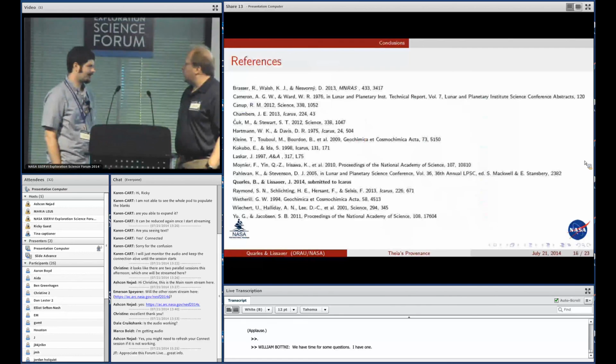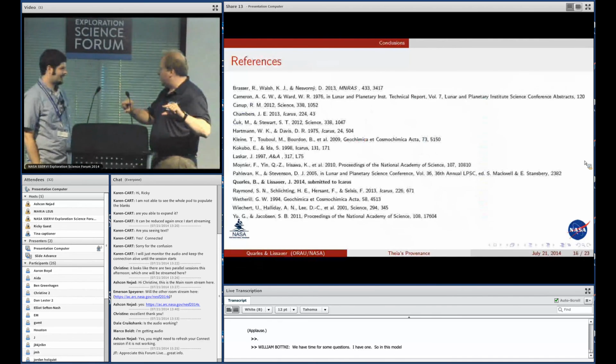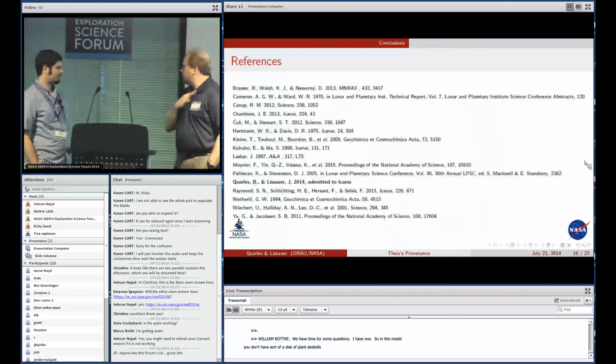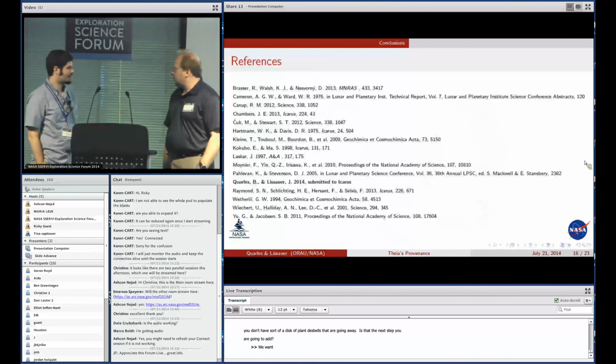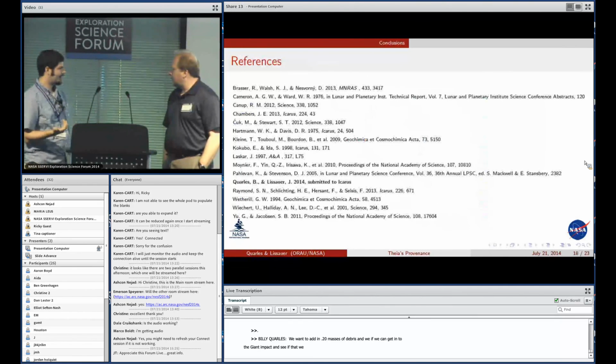In this model, you don't have sort of a disk of planetesimals which is gradually going away. Is that the next step you want to add in? The next step is we want to add in between 0.02 Earth masses and 0.2 Earth masses of debris, and then we'll evaluate that to see if we can get through the giant impact and get a late veneer, and then go all the way up to the NESF model and see if we can get everything that we got before to survive that long. But as a first step, we needed the baseline, so we did everything without debris first, and it was faster.